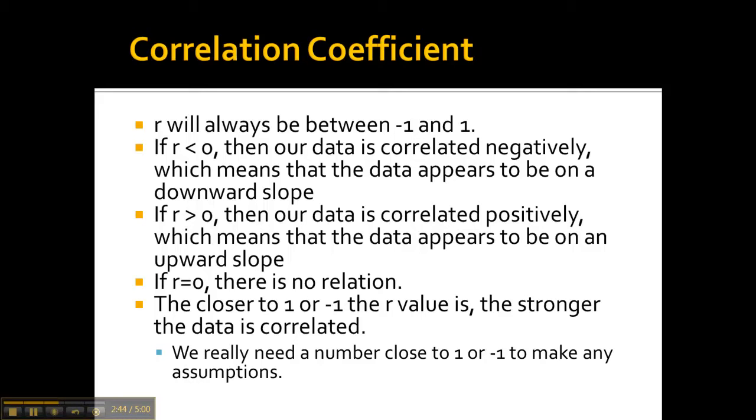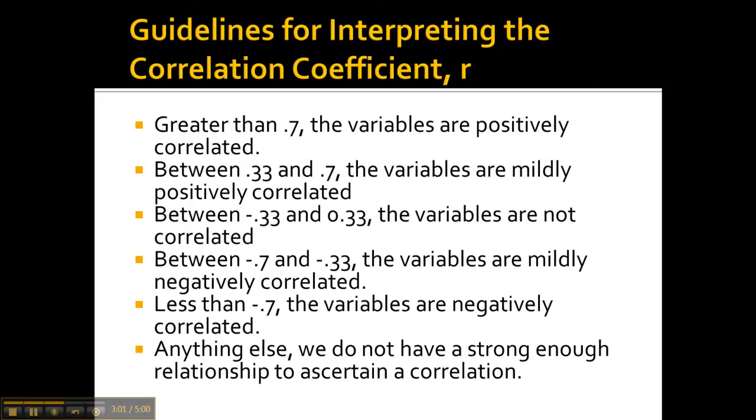If R is greater than 0, then the data is correlated positively. If R equals 0, we can honestly say that there's no relation. And the closer to 1 or -1 the R value is, the stronger the data is related. We really need a number close to 1 or -1 to make any assumptions. Here is a chart, basically, or a list of how strong our numbers can be and how we can state if they're correlated or not. If anything is greater than 0.7 or between 0.7 and 1, the variables are positively correlated. If it's between 0.33 and 0.7, we can say they're mildly correlated, etc.